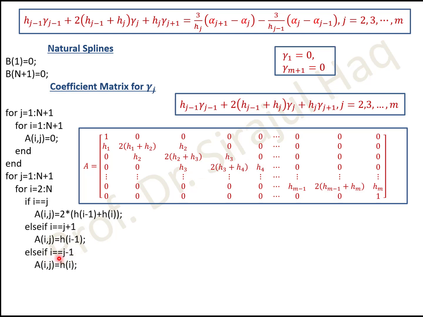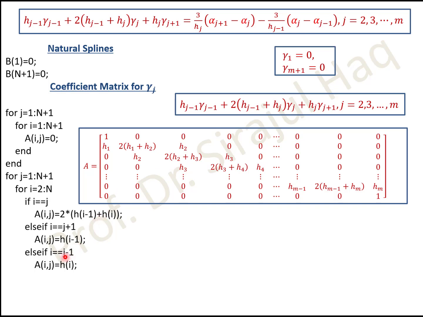J minus 1, when i is equal to j is equal to 2 and i is equal to 1, so i is not starting from 1, so this is not the case. j is equal to 3 and i is equal to 2, then the value should be h2, which you can see over here.